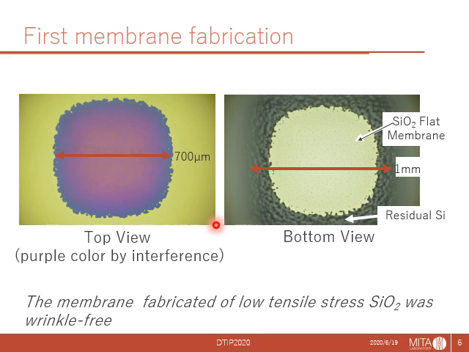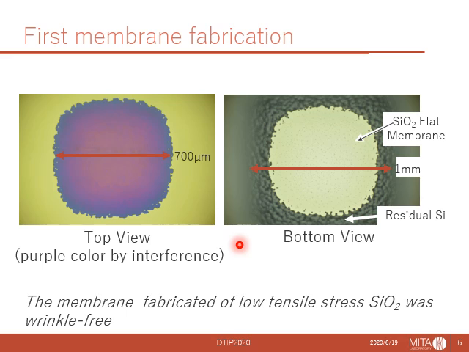This is a membrane which we produced first. These are top view and bottom view by microscope observation. The exposed area was 700 micrometer. It's a large aperture size. And the size of the exposed area depended on pieces, from about 400 to 700 micrometer squares. This membrane was not wrinkling. We could make wrinkle-free silicon dioxide membrane by using stress-controlled CVD silicon dioxide.